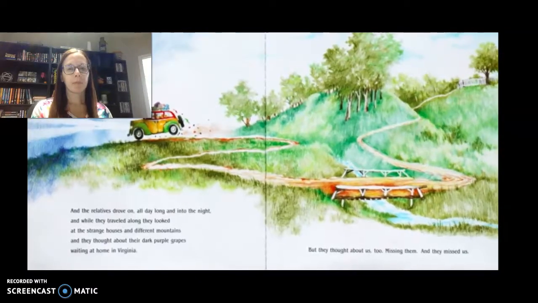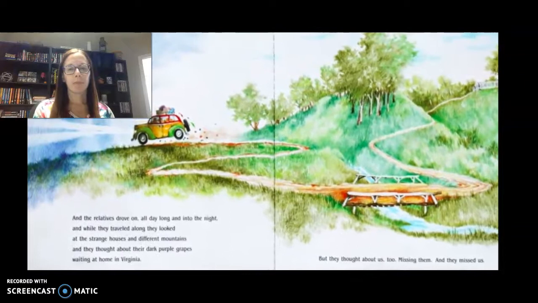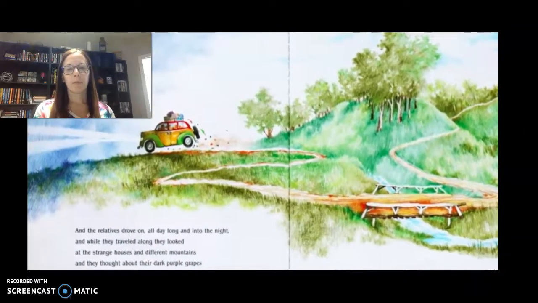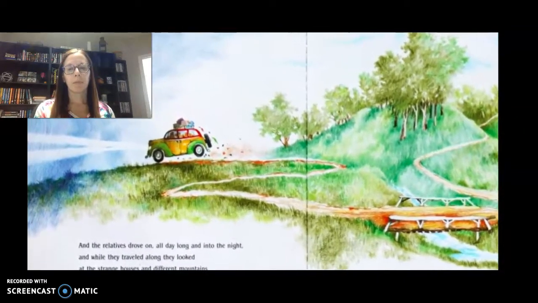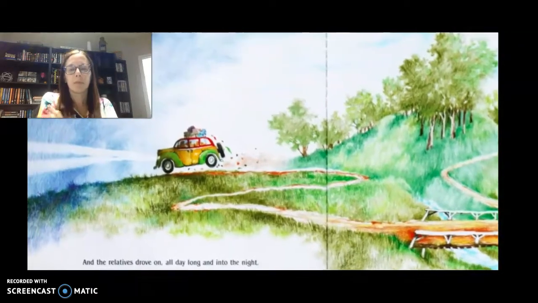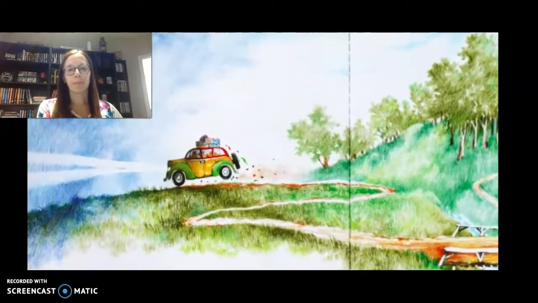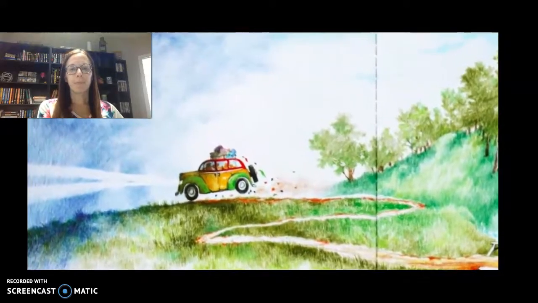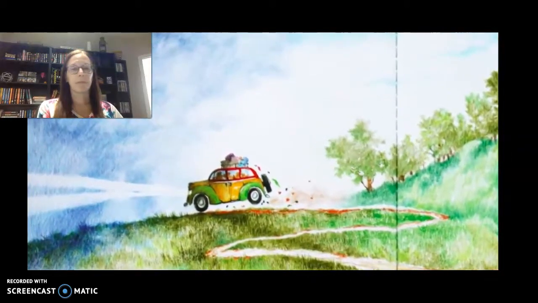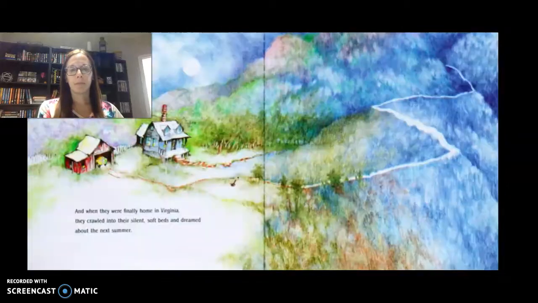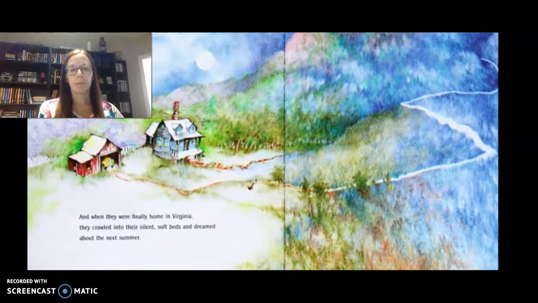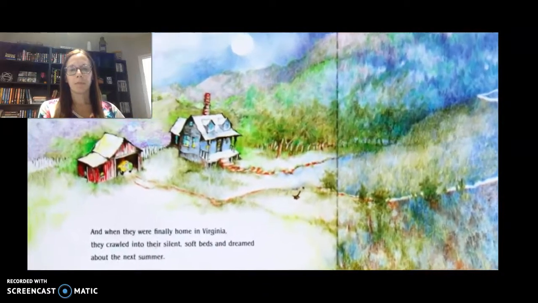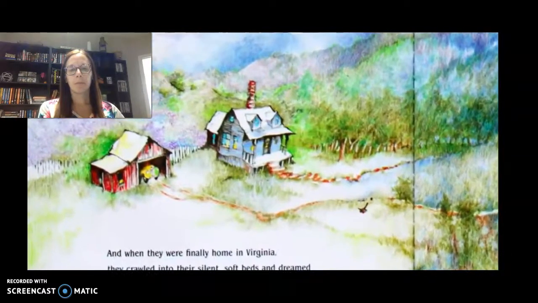And the relatives drove on all day long and into the night. And while they traveled along, they looked at the strange houses and different mountains, and they thought about their dark purple grapes waiting at home in Virginia. But they thought about us, too, missing them, and they missed us. And when they were finally home in Virginia, they crawled into their silent, soft beds and dreamed about the next summer.